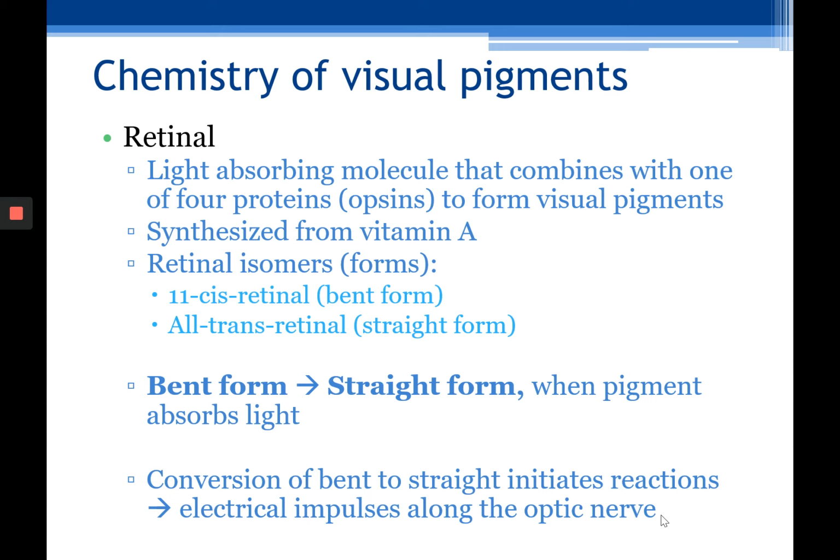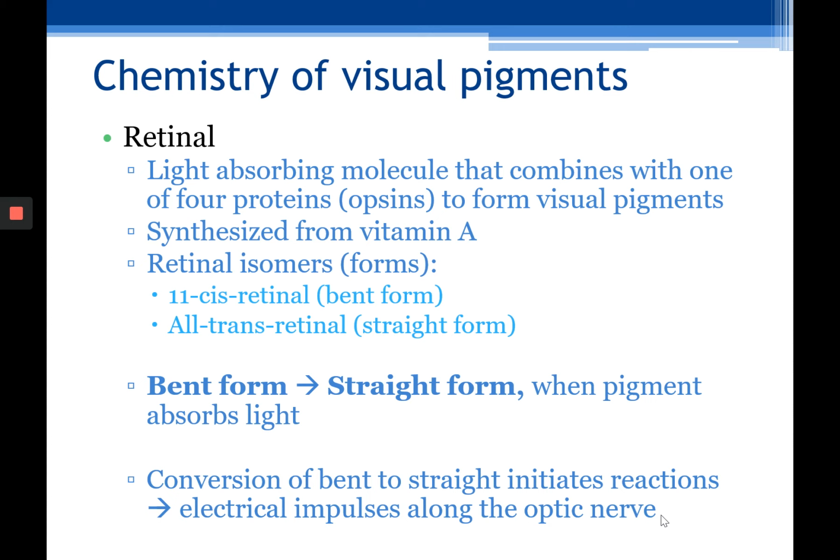All of the proteins are called opsins, and we're going to basically combine this light-absorbing molecule with one of the opsins to form visual pigments. These visual pigments are synthesized from vitamin A, and they have a couple of different isomers or different forms. There is the 11-cis-retinal or bent form, and the all-trans-retinal or straight form. And bent and straight is just talking about their molecular orientation.